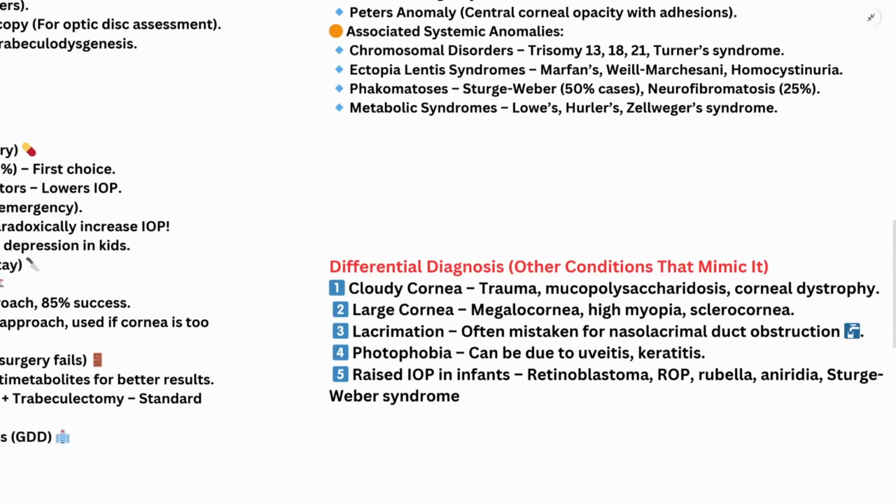So what is the differential diagnosis here? Corneal cloudiness can take place due to trauma, mucopolysaccharidoses or corneal dystrophy. Large cornea may be due to megalocornea, high myopia or sclerocornea. And lacrimation and photophobia can be due to uveitis or keratitis. And raised intraocular pressure may be due to retinoblastoma, rubella, aniridia, etc.